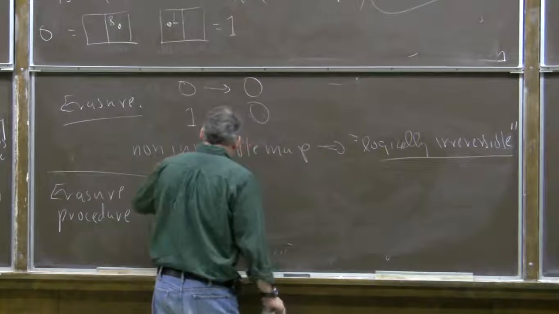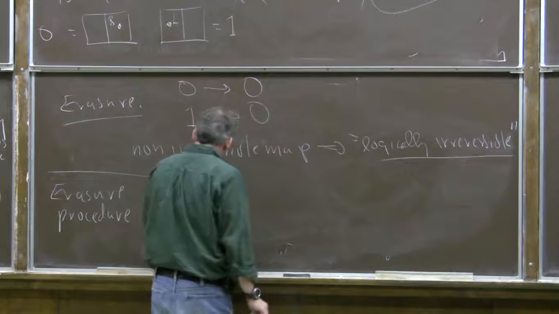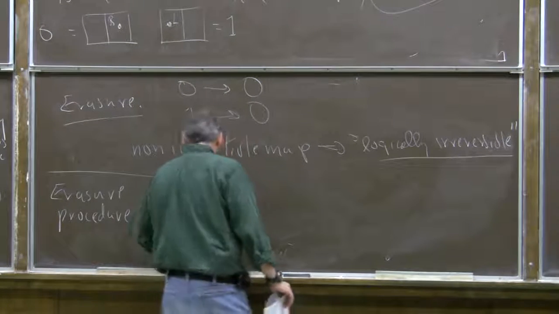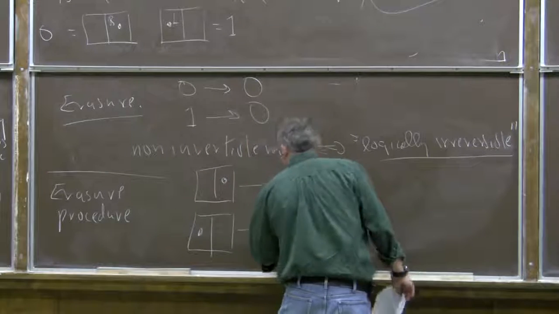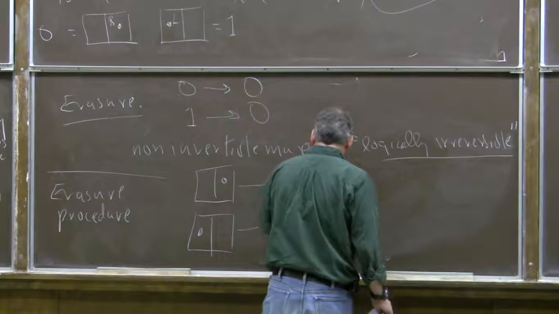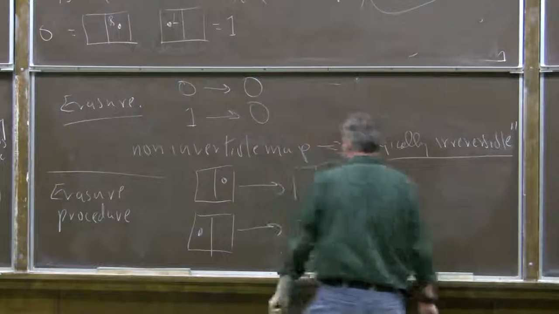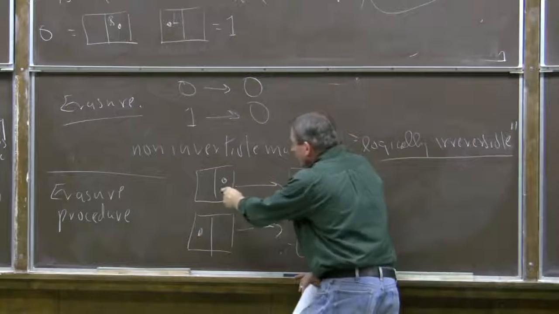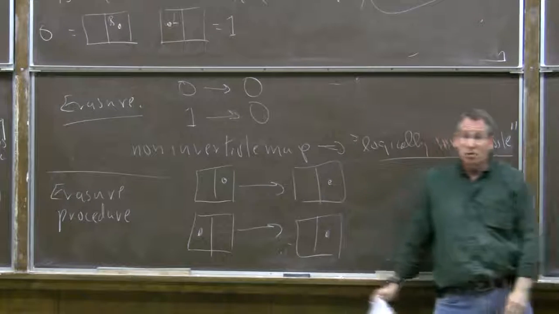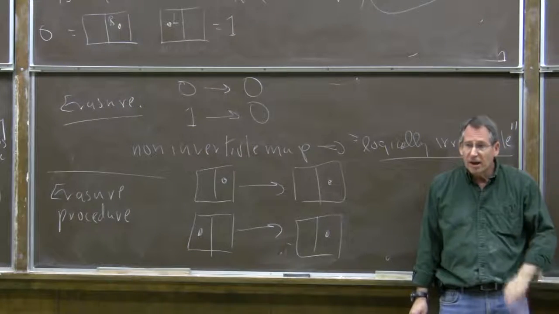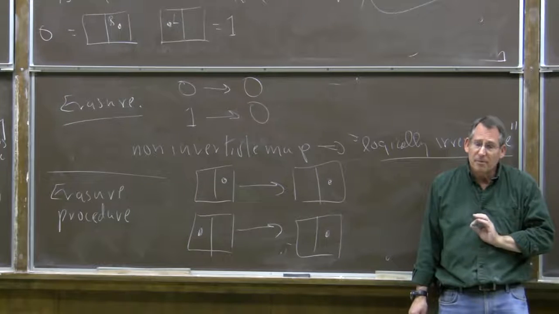Erasure means that I have a way of storing a 0 or a 1, and no matter how it was stored to begin with, I want to have a 0 at the end. Okay. And I have to apply a procedure which works the same way, no matter whether it was a 0 or a 1 to begin with, because it would work differently depending on whether it was a 0 or a 1 to begin with. I would have to record that information.